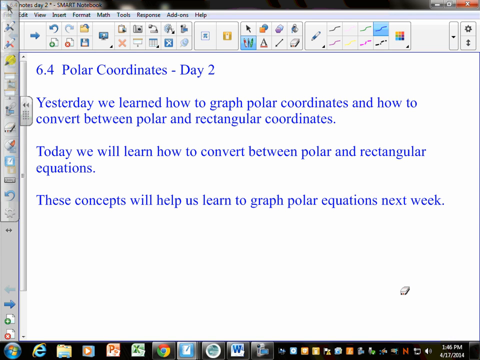Yesterday we learned what polar coordinates were. We learned how to go back and forth between polar coordinates and rectangular coordinates. Today we're going to go back and forth between polar and rectangular equations because next week we're going to graph these. Instead of just graphing points on that awesome graph, we're going to actually graph equations on that awesome graph. And today we might graph on the graphing calculators if we can squeeze it in.